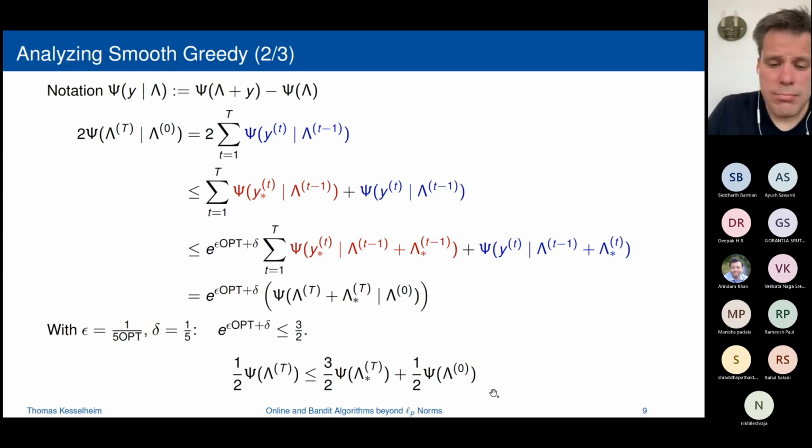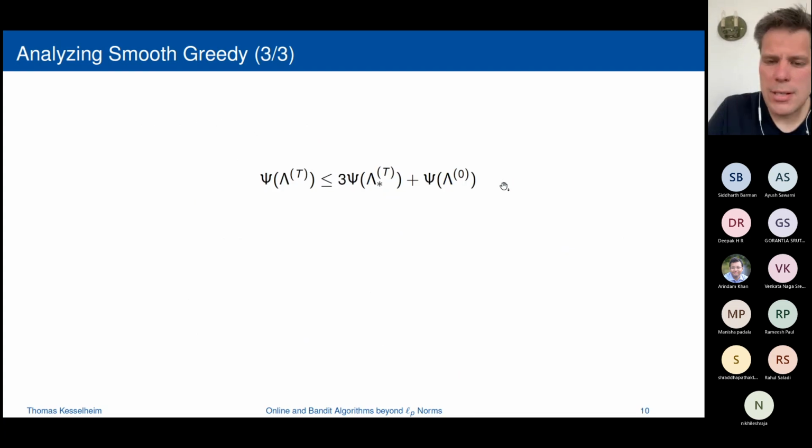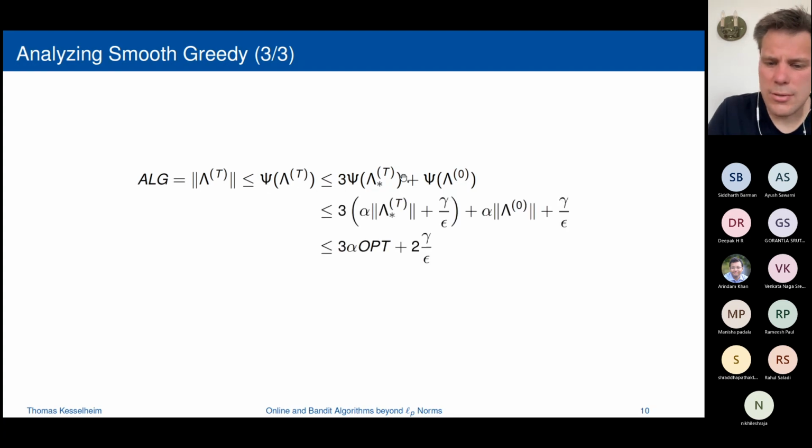Now we are almost done. We just multiply this by 2. We get to this inequality here, and then we only use the approximation guarantee of the norm approximation. So this on the left hand side is at least alg. On the right hand side, this is at most, just do the math, and you see, okay, this is at most some O of alpha plus gamma times opt.